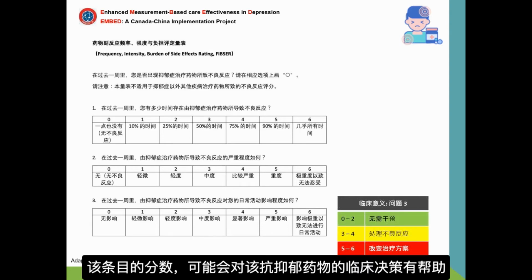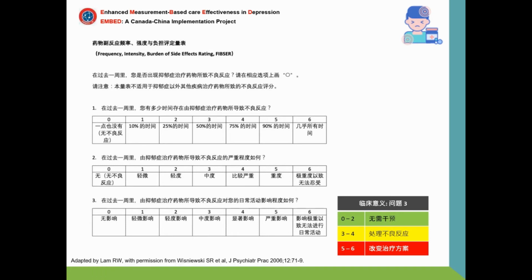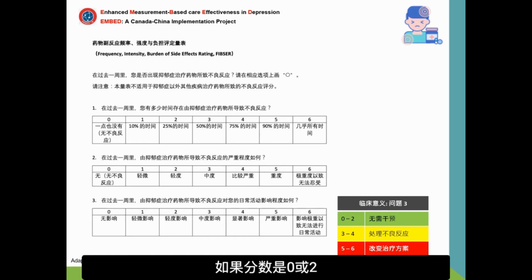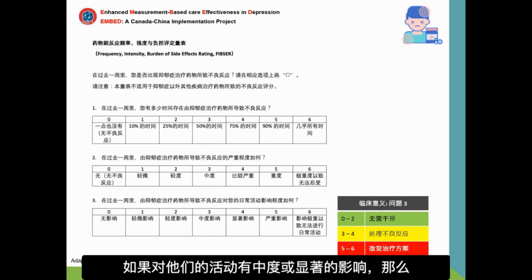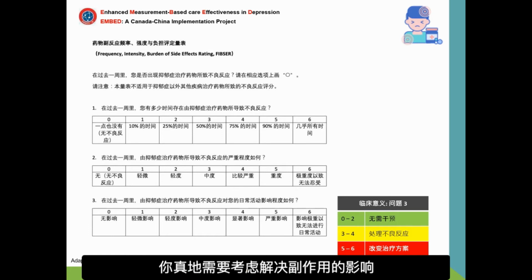And on this scale, depending on the score, may help you in terms of your clinical decision with that particular medication. So if they score 0 or 2, no interference, minimal or mild interference with functioning because of side effects, then usually no changes are needed in that medication. But if they score 3 or 4, if they have moderate or marked interference with their activities, then you really need to consider addressing that side effect.